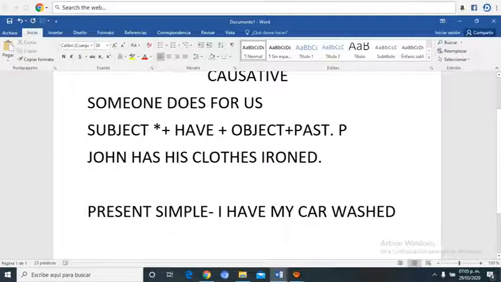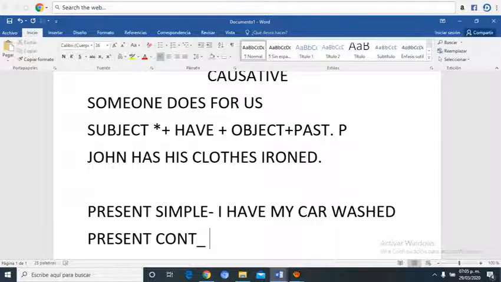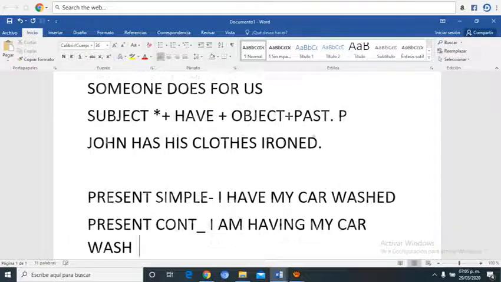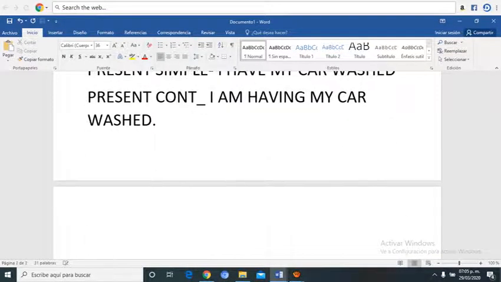But this is in present simple. Now I'm going to use the same sentence, but in present continuous. How is this? Well, in this case, it will be I am having my car washed. Okay? I am having with ing because it's present continuous. And remember that the present continuous always goes with our verb with ing.